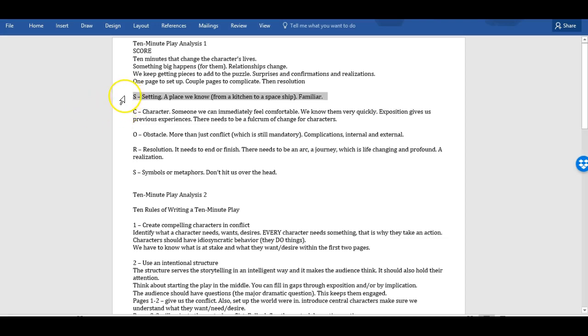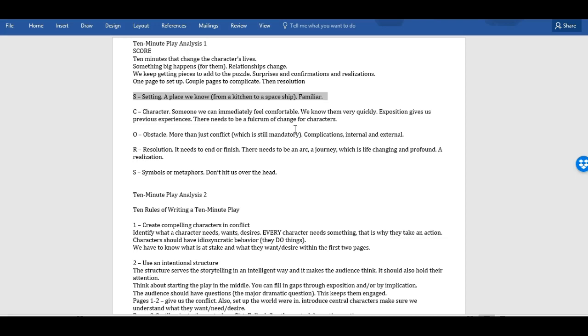Characters next. Skipped ahead. Setting. It needs to be a place that is familiar. You don't have the luxury of a whole page to help identify where these people are for the audience. So think about where you're setting your play. It doesn't have to be boring, but it just has to be easily recognizable to the audience. Could be a kitchen, could be a spaceship. The sky's the limit. There are many different places that your audience is going to easily and quickly recognize.